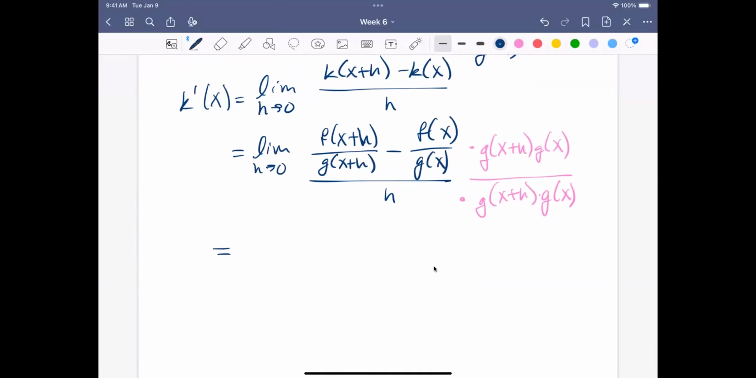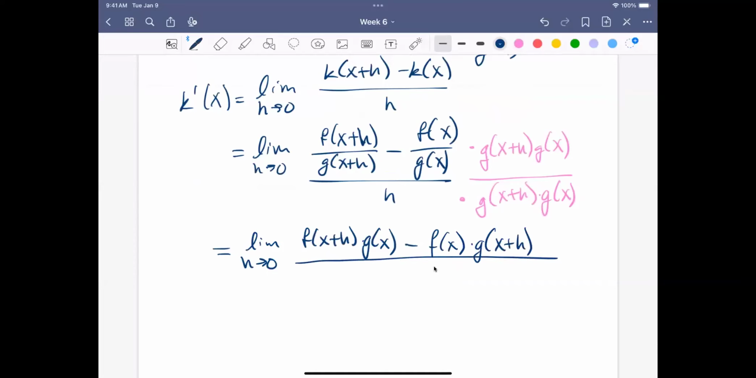So what happens is when I distribute that out, in my first term, my g of x plus h's are going to cancel, but I'm left with f of x plus h times g of x. And then in my second term, the g of x's are going to cancel, but then I have the g of x plus h. So I have minus an f of x times g of x plus h. And then it's going to be all over h times g of x plus h times g of x.